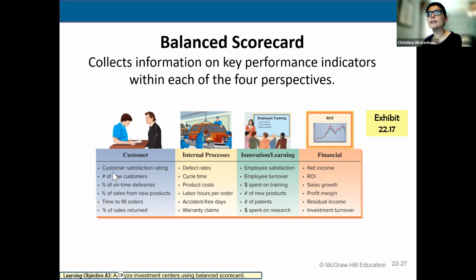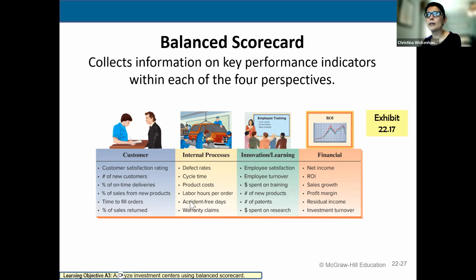So we have our customer section. So what is our customer satisfaction? Are we getting new customers? Are we delivering our products on time? Are we selling new products or increasing sales? How long is it taking us to fill the orders? How much of our sales are being returned? So these are all very important indicators to make sure that our customer is happy.